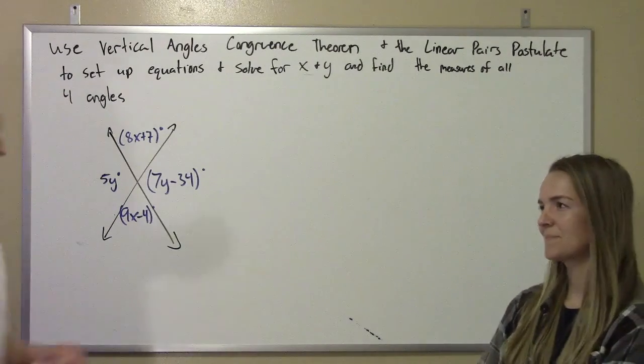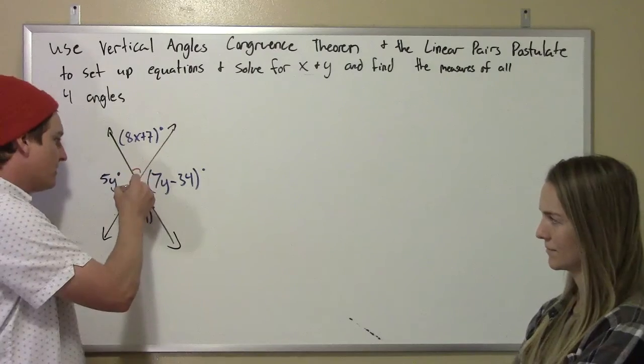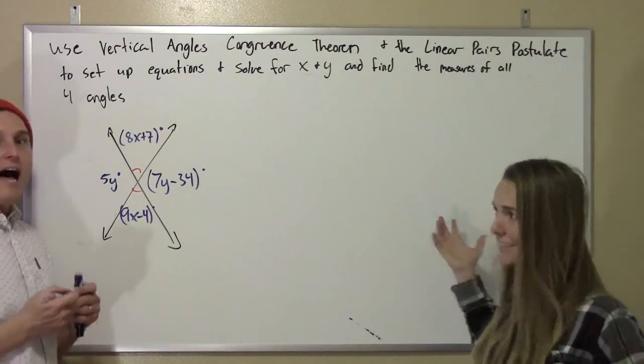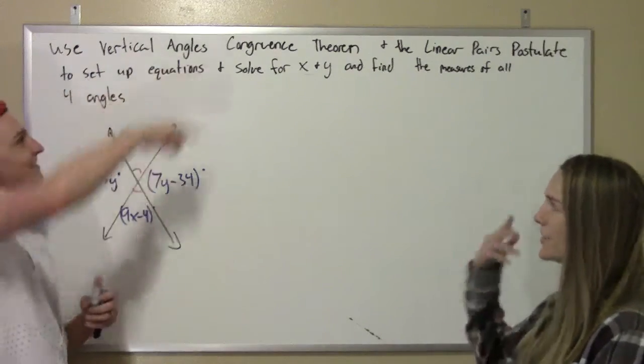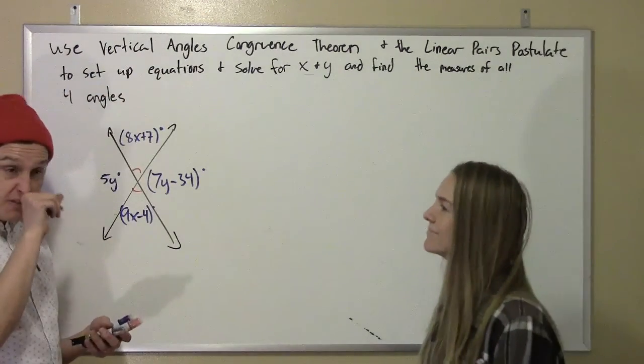Okay, so Mrs. Lowry, what can you tell me about the measure of this angle and the measure of this angle? They're congruent. How do you know? Because we just did it. And the vertical angles congruence theorem. Vertical angles congruence theorem, which we just proved, okay?